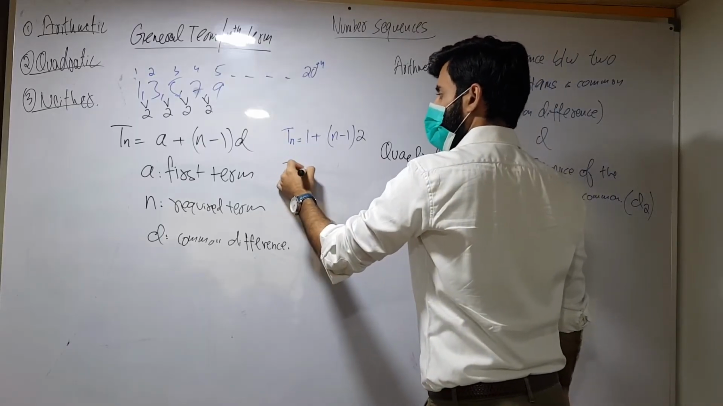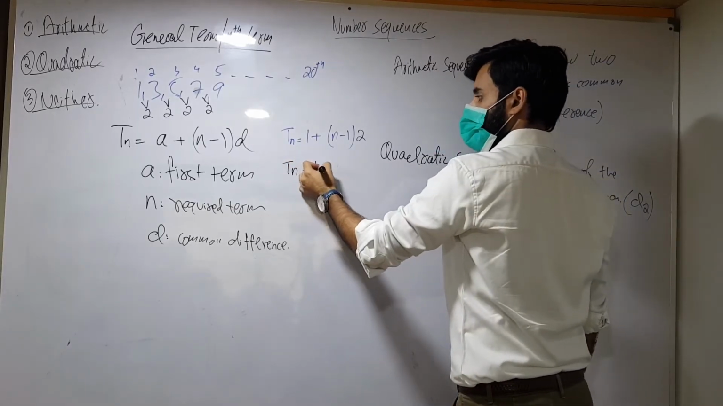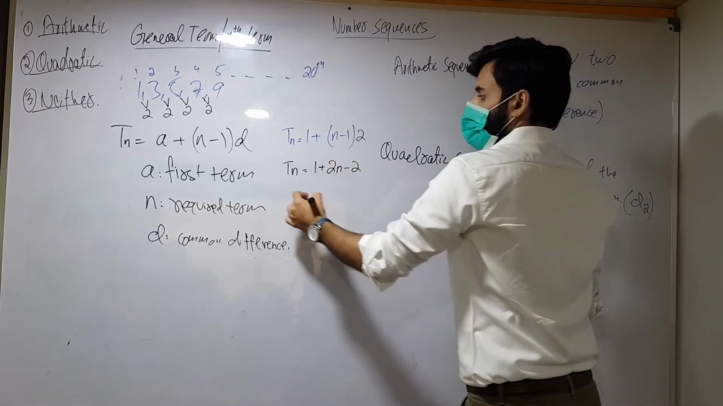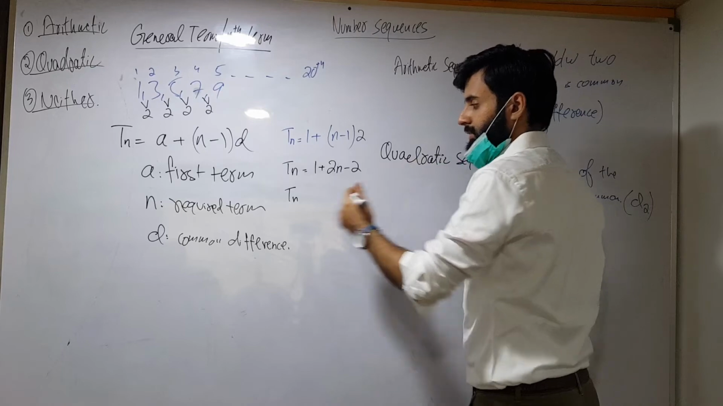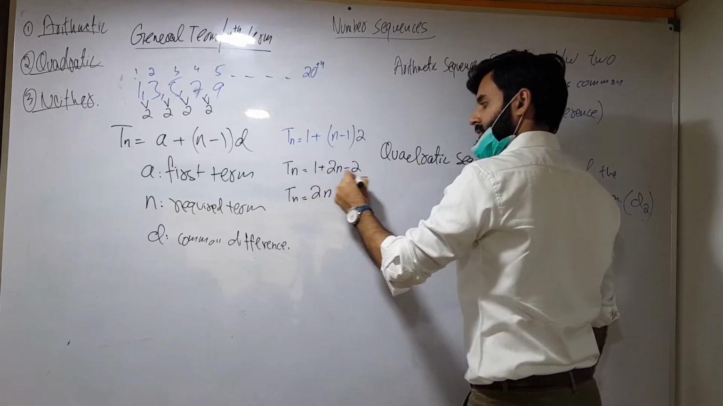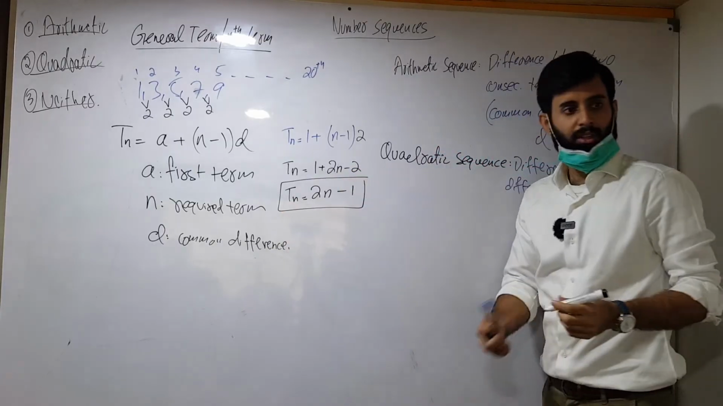Don't just leave this here. Make sure that you simplify it, meaning that you open the bracket and see what can be added or subtracted. So you get Tn equals 1 plus 2n minus 2. So Tn equals 1 minus 2, how much will that be? So the general term is 2n minus 1.